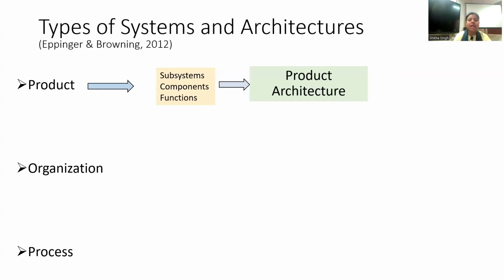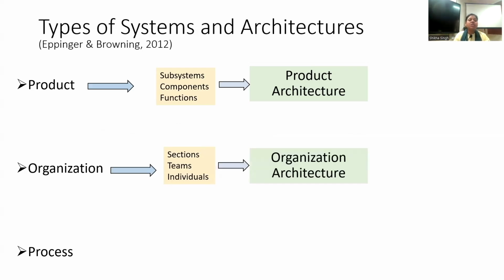Similarly, if I talk about organization systems, this organization is made up of sections, teams, individuals, and you may put some more things if you want. Sections means departments, different departments: HR department, finance department, the salary section, and many different departments may be there in an organization, right? So when we systematically design or align all these departments, people, and teams, then we say it is the organization architecture, right? It's an organization architecture.